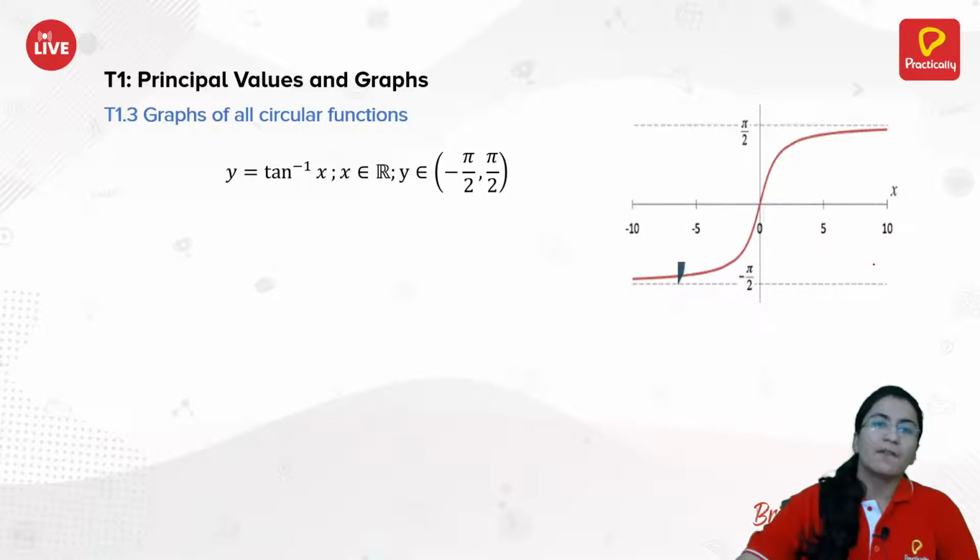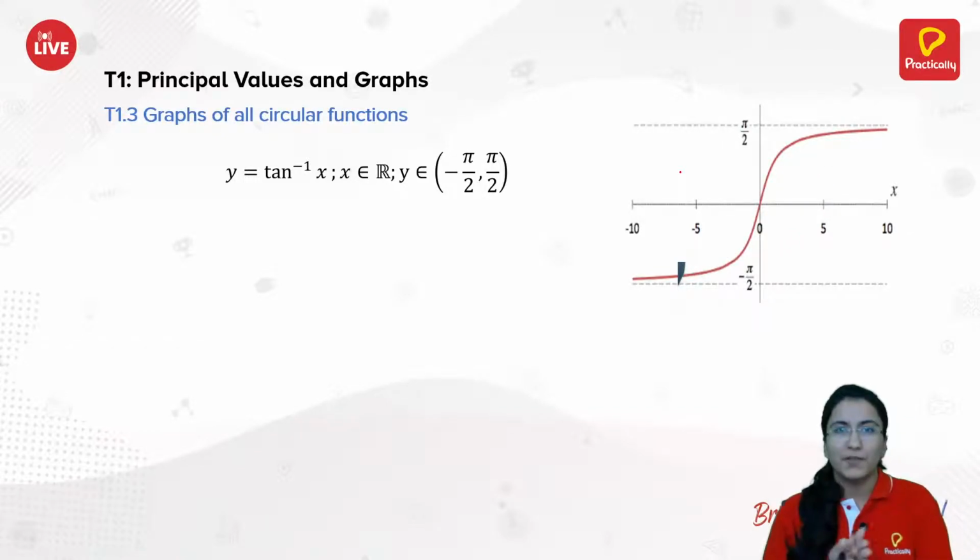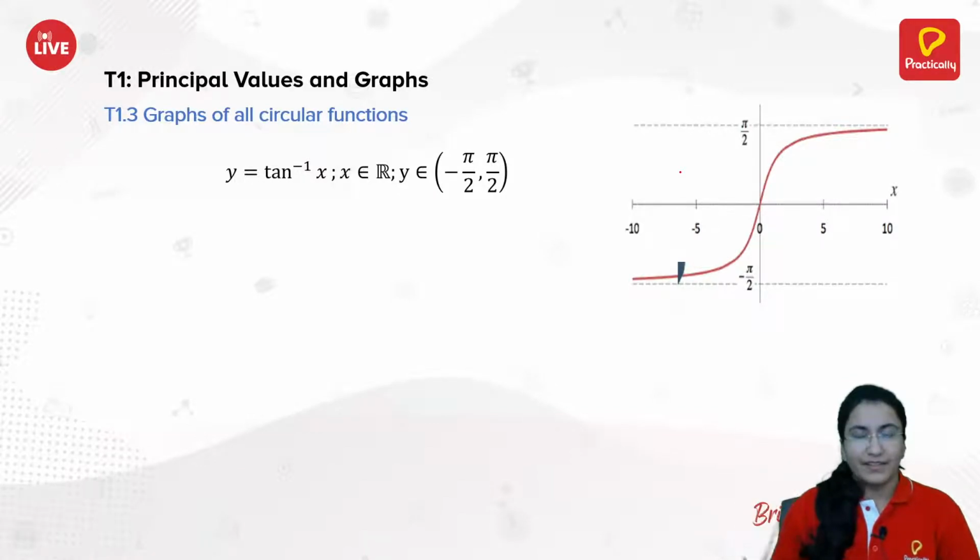We have the graph for tan inverse x. This is the graph of tan inverse x. This graph of tan inverse x is a kind of mirror image of the graph of tan x. If you draw the line y equals x, this is a mirror image in the line y equals x, somewhat like that, okay? So you can remember it the same way.